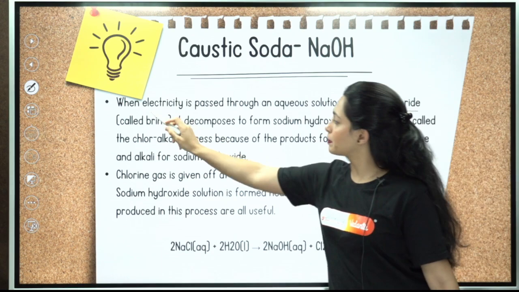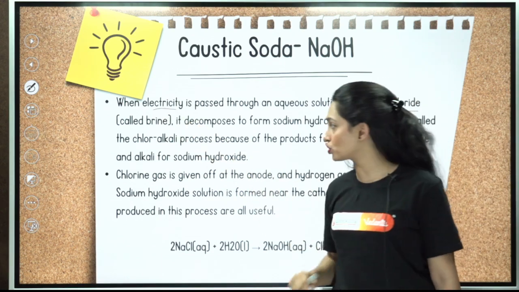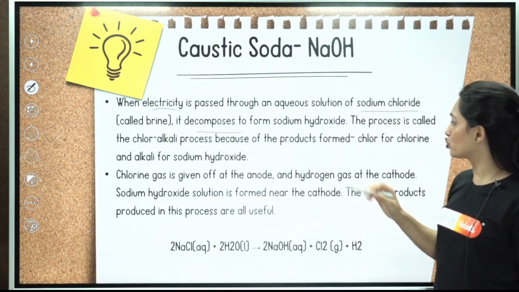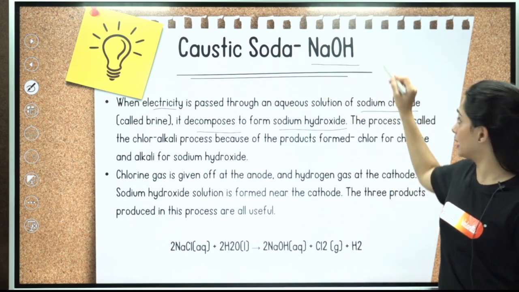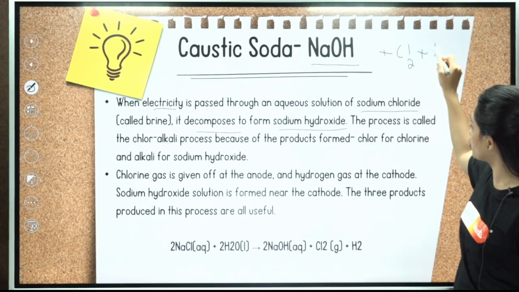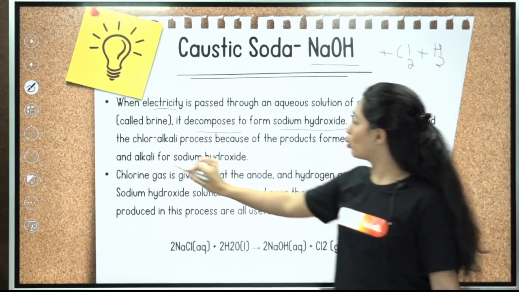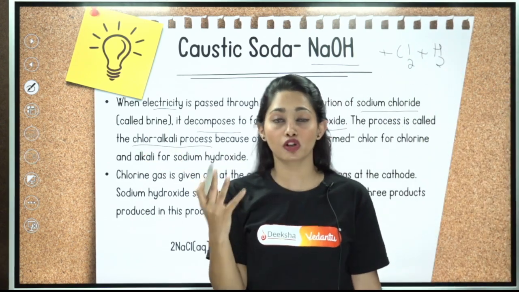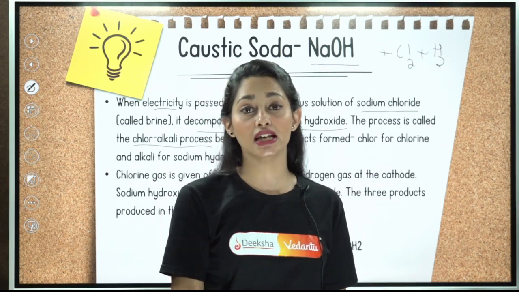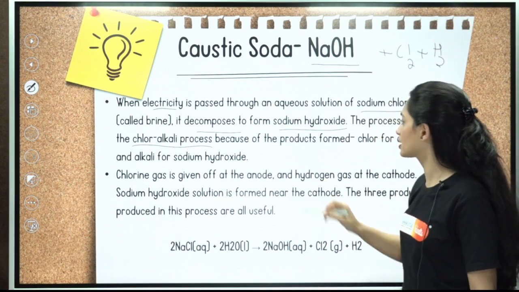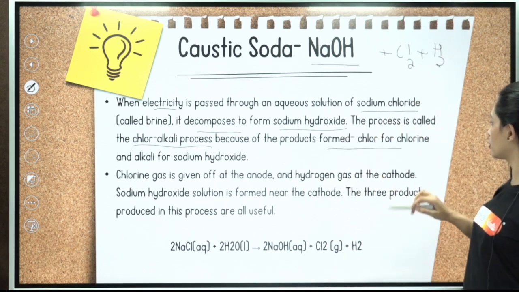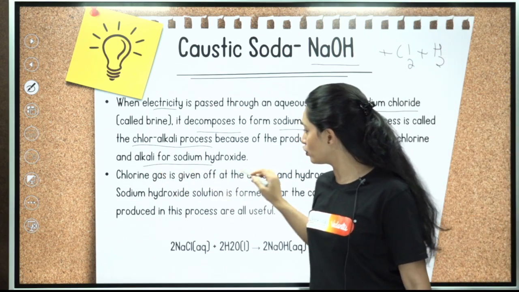So electricity is passed, so it is electrolytic decomposition. It is going to decompose to form sodium hydroxide. Along with sodium hydroxide, we will get chlorine gas as well as hydrogen gas. And this process is called the chlor-alkali process. Why the name chlor-alkali? Chlorine will be released and alkali, that is caustic soda, will be produced. That's why it's called the chlor-alkali process, because of the products formed: chlor for chlorine, alkali for sodium hydroxide.